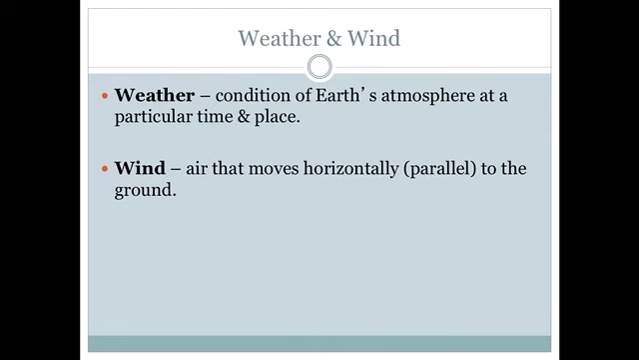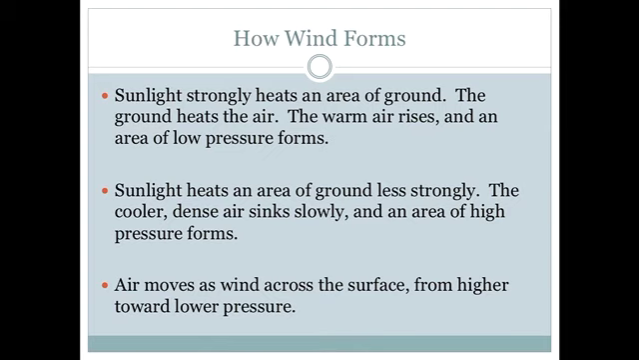Weather is a condition of Earth's atmosphere at a particular time and place. And wind is air that moves horizontally, which is parallel to the ground. Which direction is horizontal? Up and down or side to side? If you said side to side, you are correct. How wind forms. Sunlight strongly heats an area of the ground, which heats the air, the warm air rises, and an area of low pressure forms.